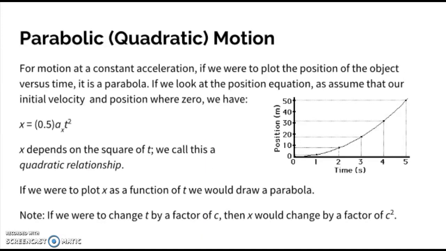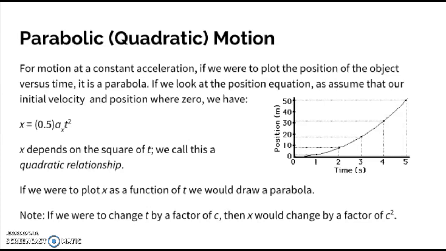So I have written that here. X is equal to 1/2, so 0.5, with acceleration multiplied by time squared. So x is proportional to t squared, which is a quadratic relationship. You're probably used to thinking of quadratic as y proportional to x squared, right? But here we have x proportional to t squared. So just don't confuse those x's. Those are two different x's going on, so to speak.